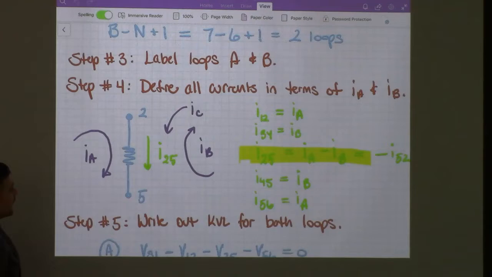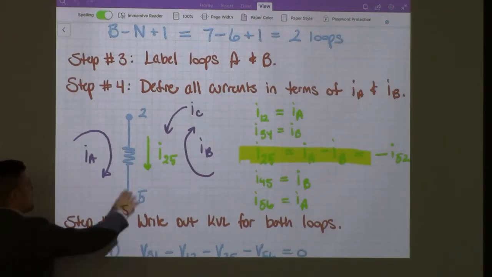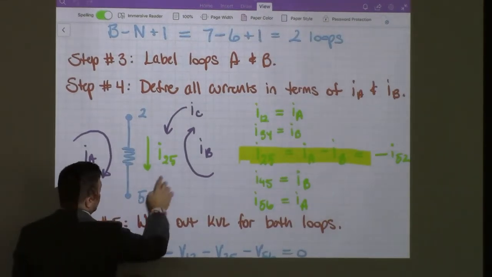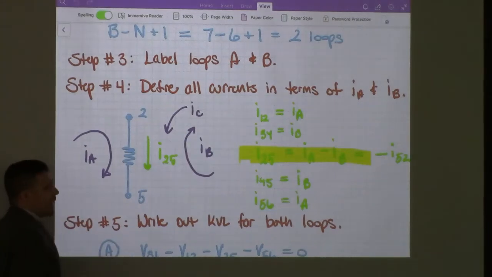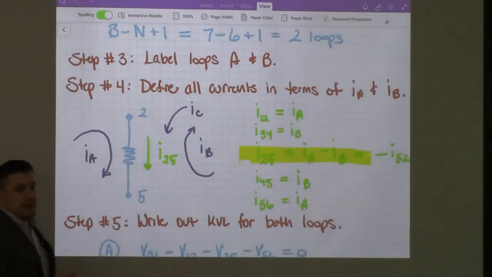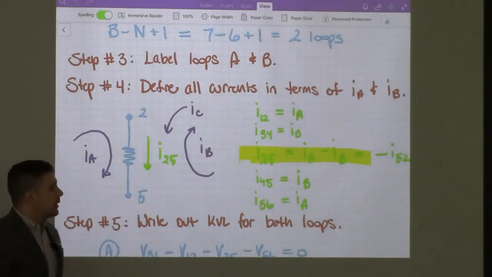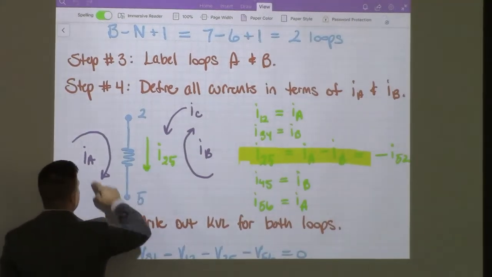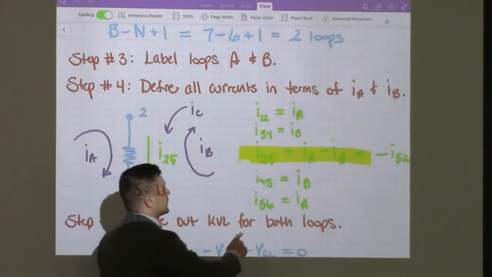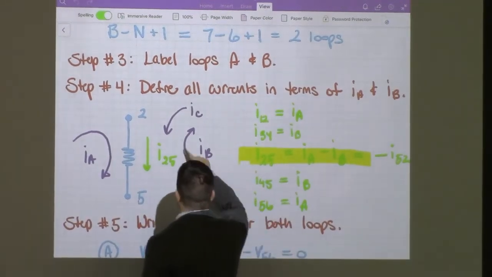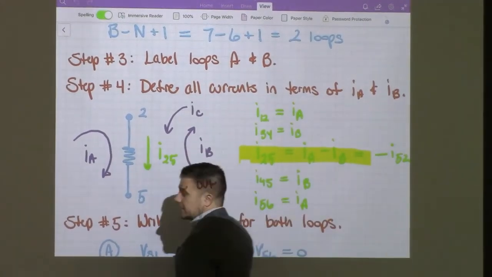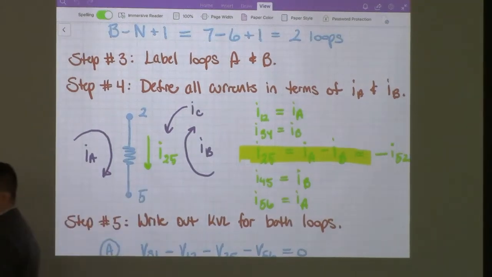So I25, the current flowing from here to here, if we wanted to put that in terms of IA and IB, we would simply take the sum of the two, taking into account the direction. So I25 has the same direction as IA, so it'll be equal to IA minus IB, because IB is flowing in the other direction.